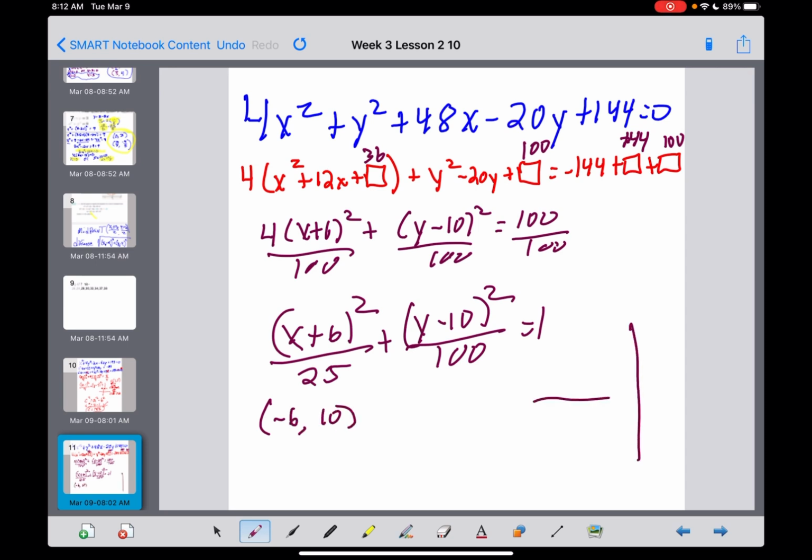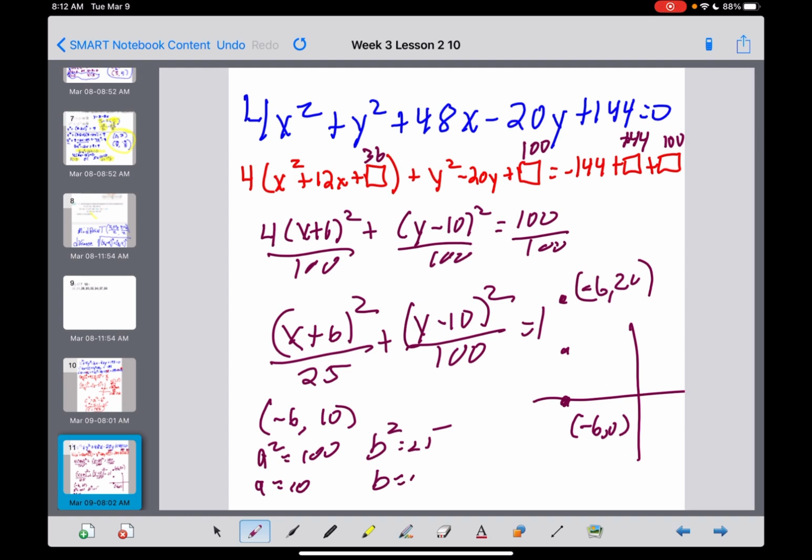So I'm just going to graph it real quick over here. Negative 6, 10, close enough. My x value is changing by 5, but that's my smaller. My y value is changing by 10. So my a squared is equal to 100, so a is equal to 10. So my y value, because that's underneath the y, is changing by 10, so it's going to be there and there. So that's going to be the points negative 6, 0 and negative 6, 20. My minor axes, my b squared is 25, so my b value is 5. So that's changing by 5, so it's there and there. So there's what my ellipse looks like.